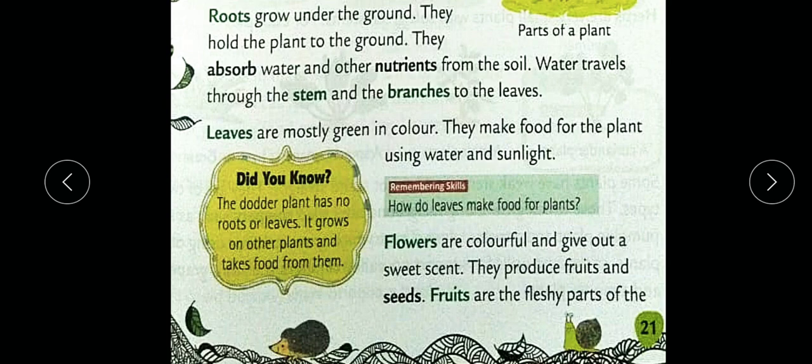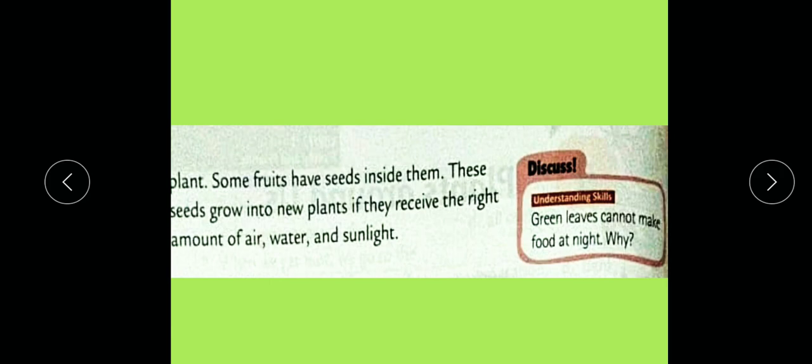Okay, next is flowers. Flowers are colorful and they give out a sweet scent. Sweet scent means sweet smell or fragrance. They produce fruits and seeds. Okay, next is fruits. Fruits are the fleshy part of the plant. Some fruits have seeds inside them. These seeds grow into a new plant if they receive the right amount of air, water and sunlight.